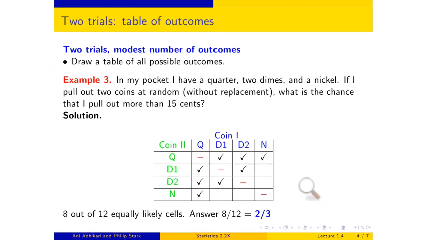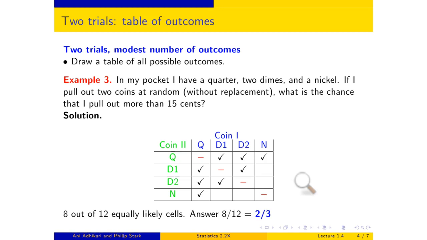And it doesn't matter what question you are asked about these 2 coins, you can simply figure out which cells correspond to that question's conditions, and then you count and divide by 12, and you're done. This is a very handy method.